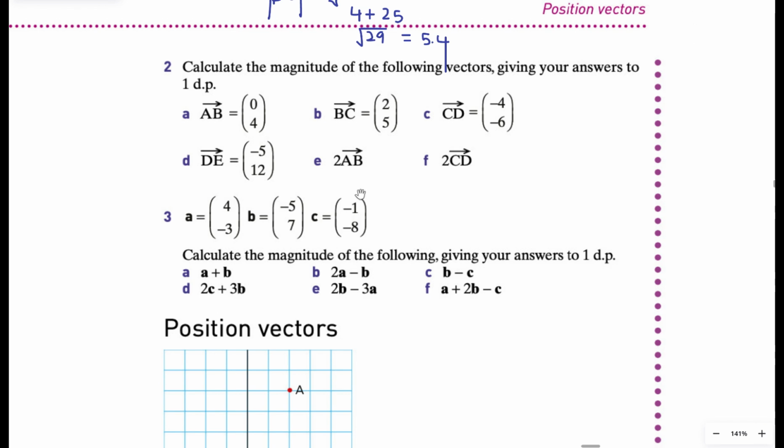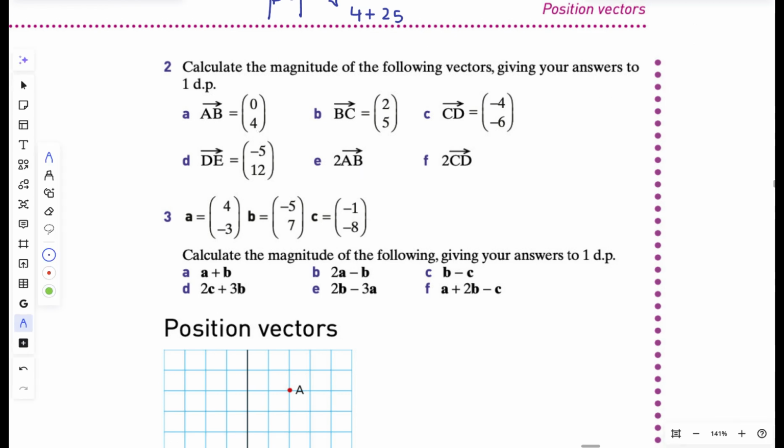Okay, this one is 2a. They just say 2a. So meaning first of all multiply this one by 2. You get 0, 8 and find the magnitude of 0, 8. Okay, so 0 square is 0 plus 8 square is 64. 0 plus 64 is 64. Square root of 64 is 8. So the answer of this one will be 8. Okay, so you pause the video like we said. Pause it and solve all of these problems.